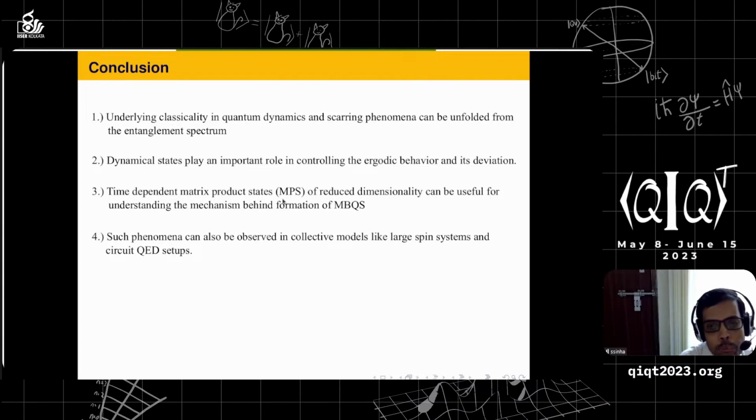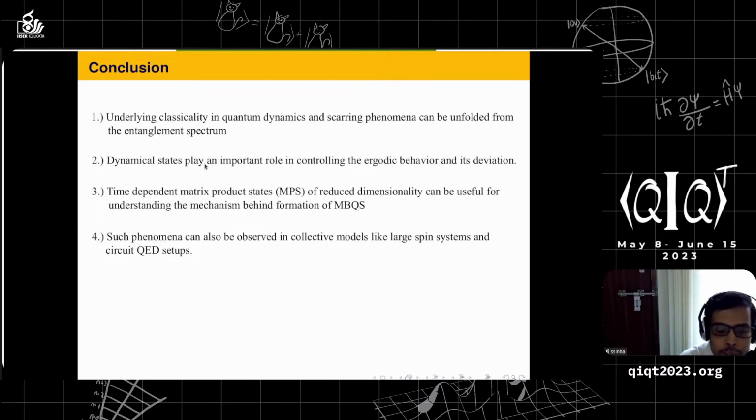If we have just a simple product state, that means just one maximum eigenvalue will be there. But if we have 2, 3, or a few eigenvalues with the maximum eigenvalues, then one can try to form a time-dependent matrix product state with a lower dimensionality, 2 by 2, 3 by 3, or whatever, a very small dimensionality. And from there, one can try to analyze the underlying classical behavior. So this is an implication of this gap in the entanglement spectrum.